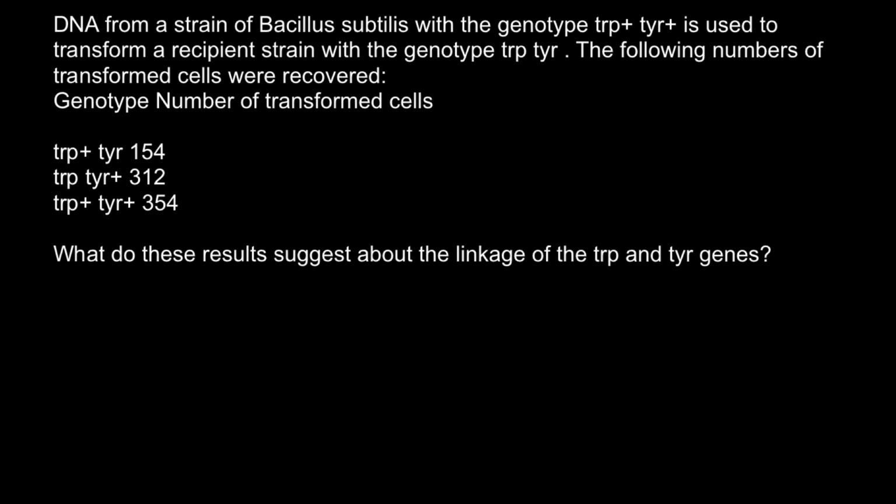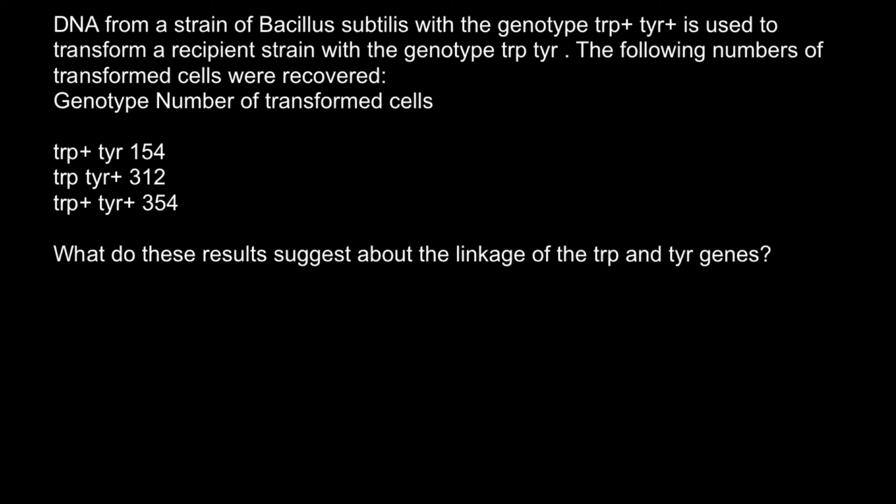A DNA from a strain of Bacillus subtilis with the genotype of tryptophan positive, tyrosine positive is used to transform a recipient strain with the genotype of tryptophan negative, tyrosine negative. The following numbers of transformed cells were recovered. Here is a genotype and here is a number of transformed cells. And here's a question: what do these results suggest about the linkage of the tryptophan and tyrosine genes?